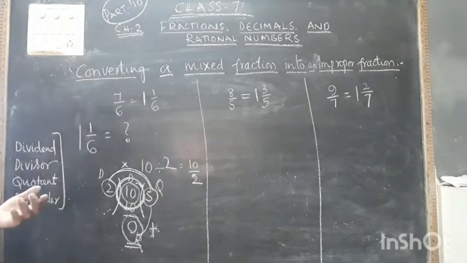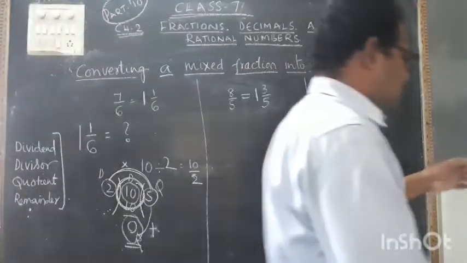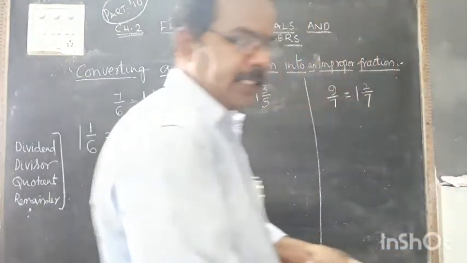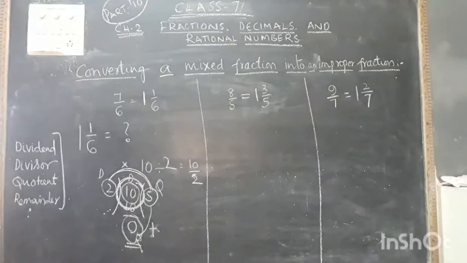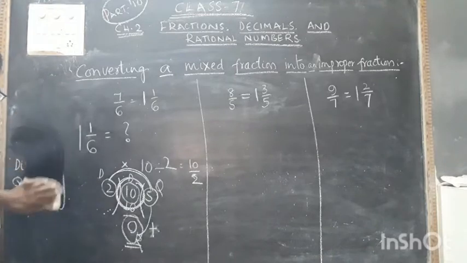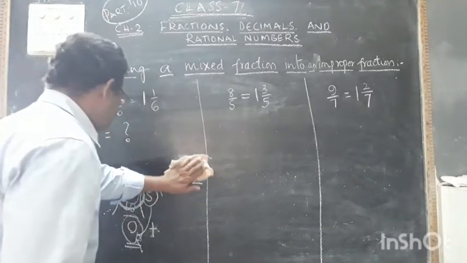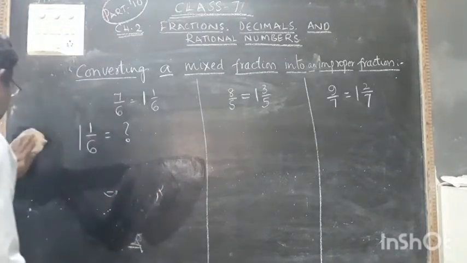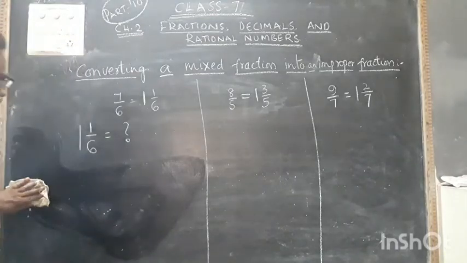In your previous classes, in your 5th class and 4th class, you learned about all these things. So now, by using these, we have to do it. The mixed fraction can be converted into an improper fraction. How to convert that, we shall see now.